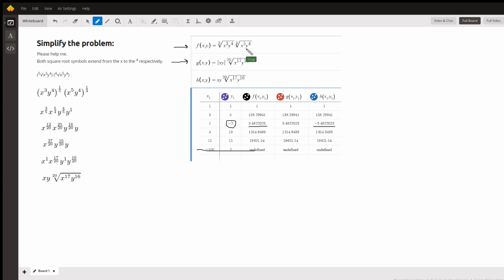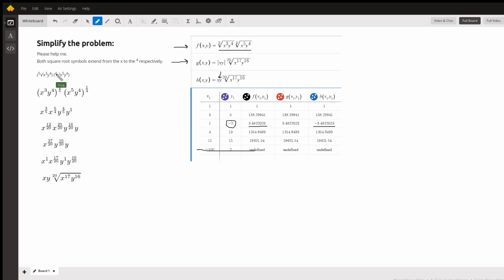Because if I put a -2 in for y here and then square it, and raise it to the fourth power, I'll get a positive number. And the fifth root and the fourth root of positive numbers are positive. But then if I put this xy outside the radical symbol, I'm going to get a negative number. That's why we have these absolute value symbols.